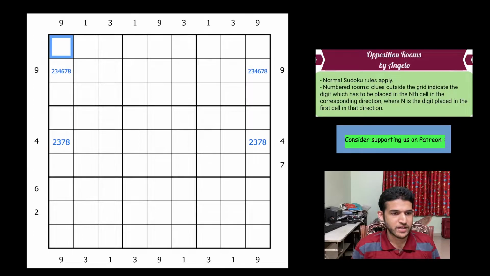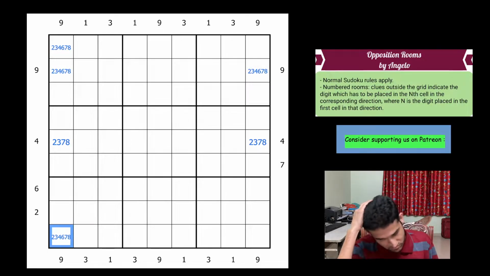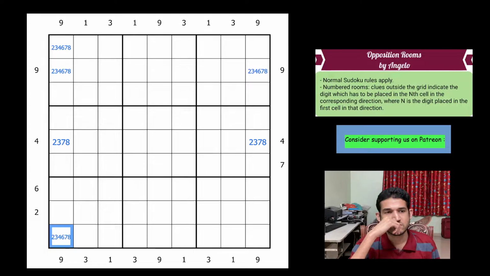Okay, so I have a 9 outside column 1. The clues are the same, so they must be 2, 8, 3, 7, and 4, 6. Similarly, this will be 2, 8, 3, 7, and 4, 6. And I'm just going to write all the possibilities: 2 8, 3 7, 3 7, 4 6, 4 6.